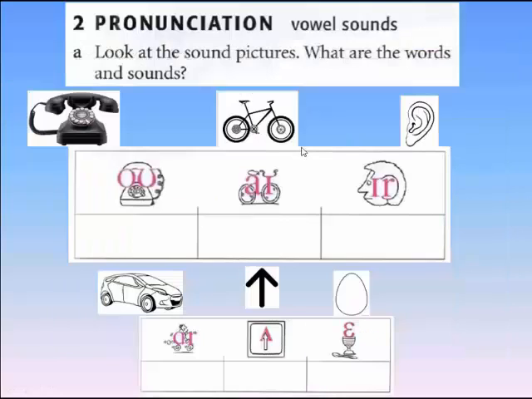The next section is pronunciation, specifically vowel sounds. And what we want to see is, is there a connection between a vowel sound and the letter we write? Here we have some typical pictures that language books use to describe a sound. This is a phone, an old-fashioned phone. Here we have a bike. Here we have an ear. Here we have a car. Here we have an arrow that says up. And here we have an egg.